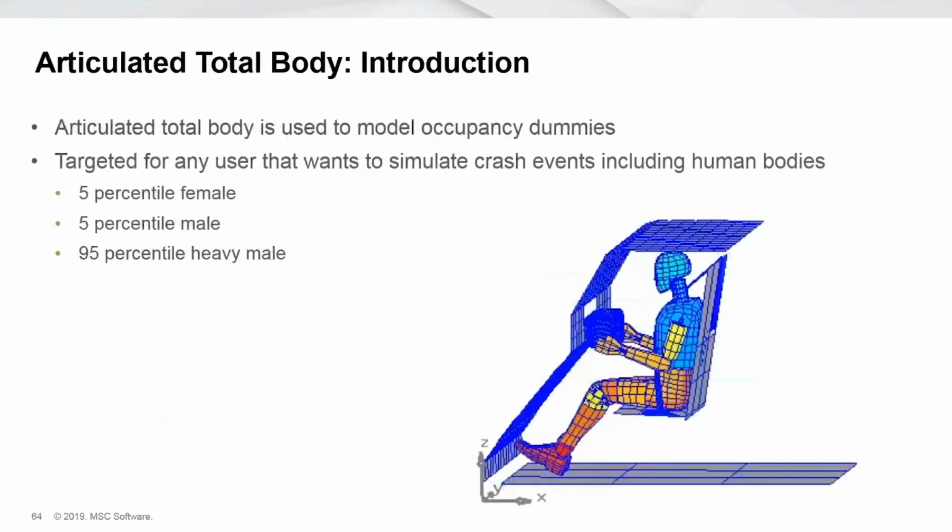Articulated bodies are heavily used in the industry to model dummies, occupancy dummies. So if you're doing airbag simulations or crash simulations, you may want to include a dummy model in your model. The three things that we've added here are the 5 percentile female dummy, the 5 percentile male, and the 95 percentile heavy male.